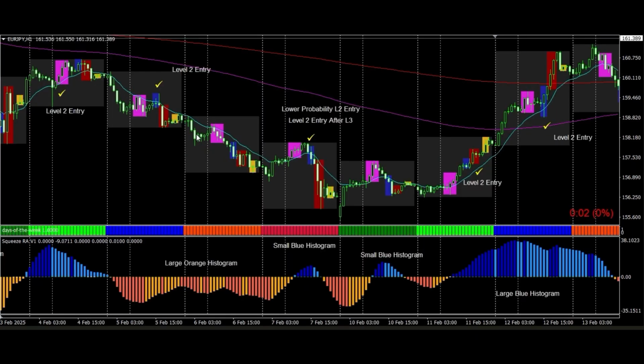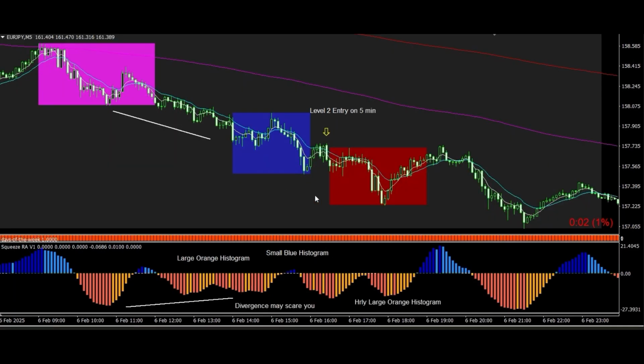Now, this next day, there's no level 2 entry on a 1-hour chart. However, there is a possible level 2 entry on the 5-minute chart. And since we're in this large orange histogram, we can probably be pretty confident that that trade will pan out. And this is that trade here.